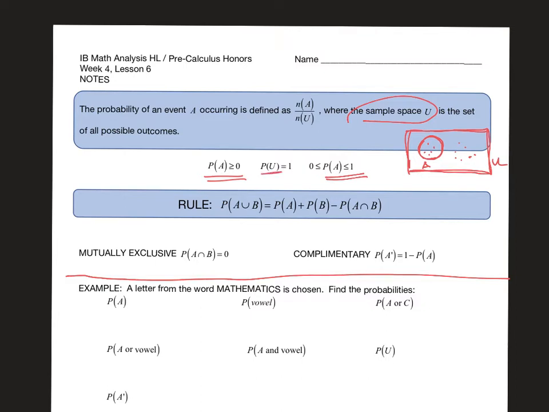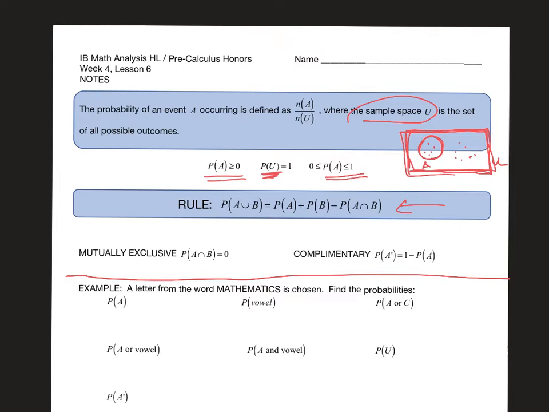And then the probability of U, that's the probability of the entire rectangle. That has to be a 1. Okay, this is a kind of an important rule. We'll be using that later. Maybe not so much in this particular lesson, but I'm glad that it's in your notes.